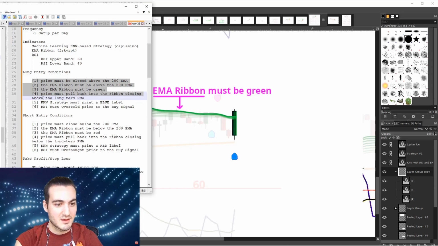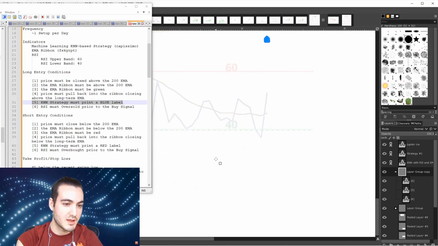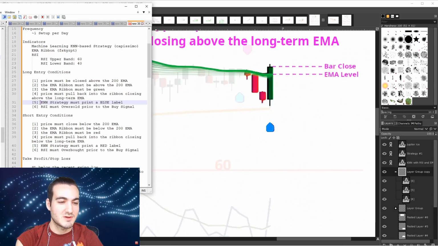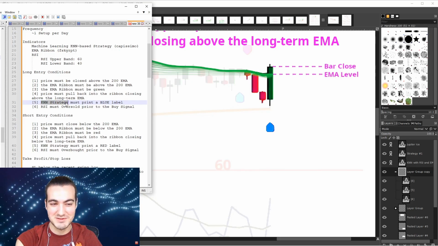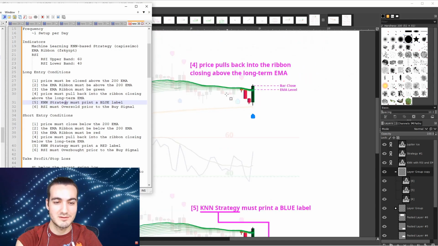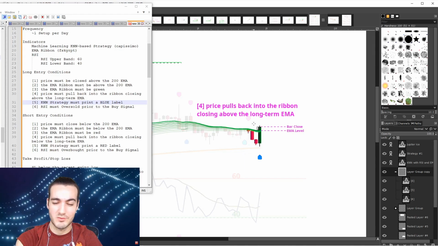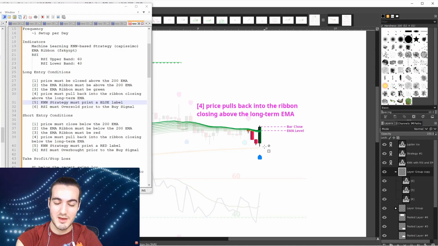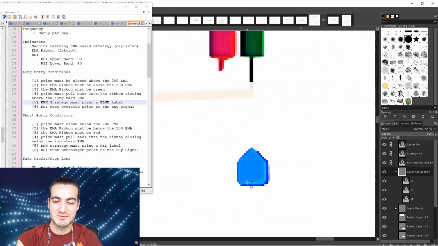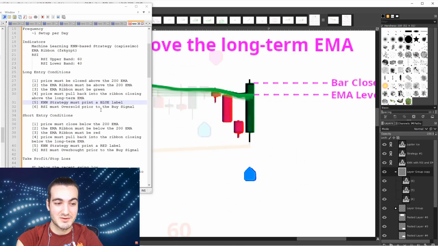Okay. And then the KNN strategy prints a blue label. Let's see, that'd be step number 4. Yep, and I can't really explain the KNN strategy too much, because as we saw earlier, it's based on quite a bit of math and machine learning and all that stuff. So we don't need to really worry about how it generates this blue signal. We just need to observe the signal and see if it fits with our other confirmations.